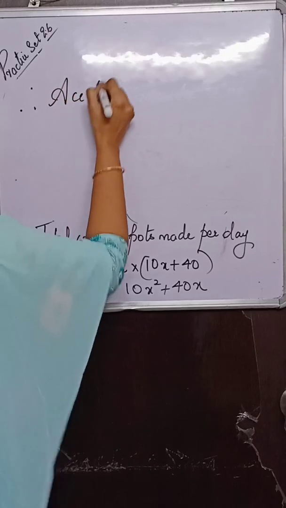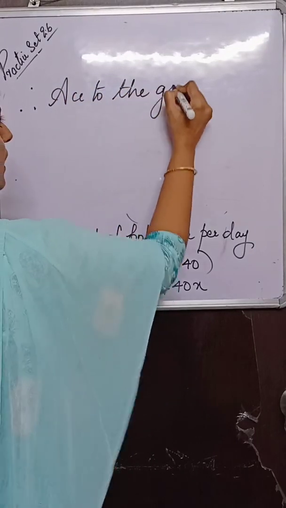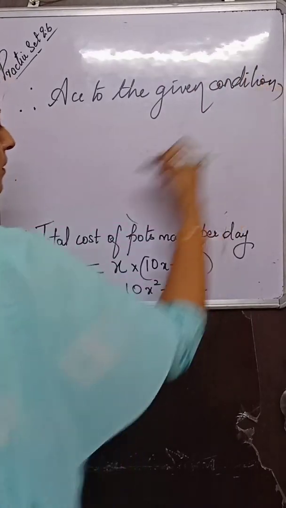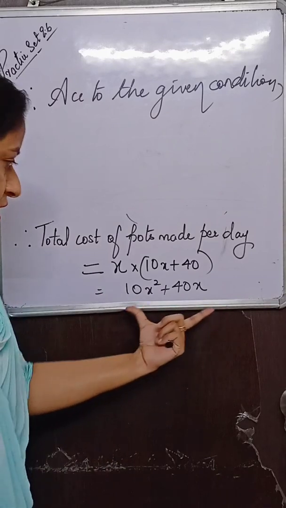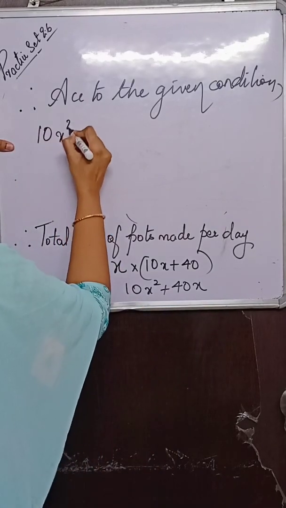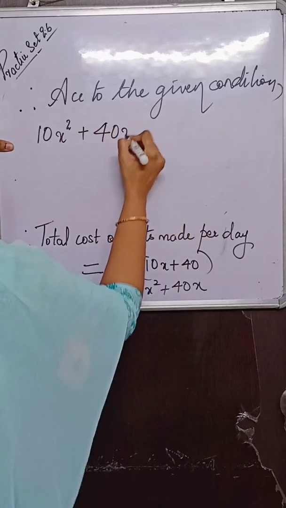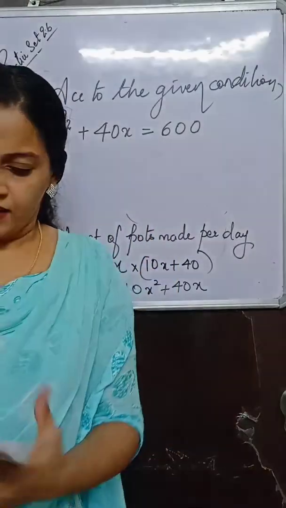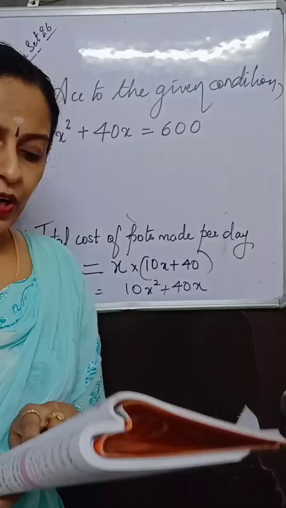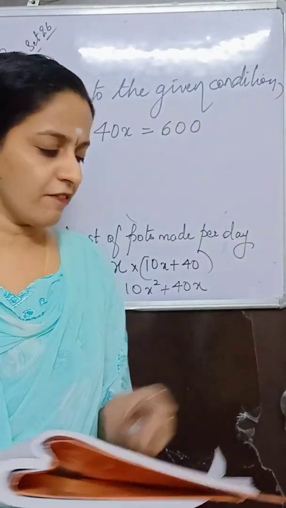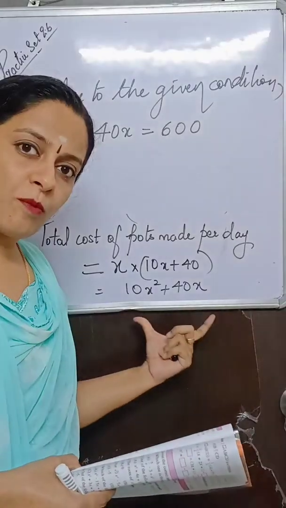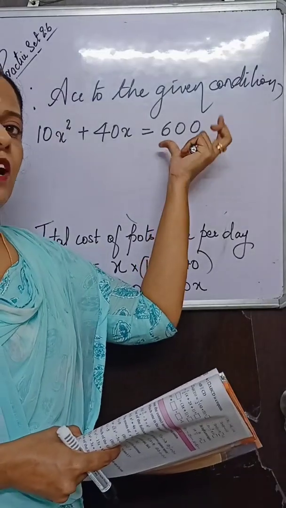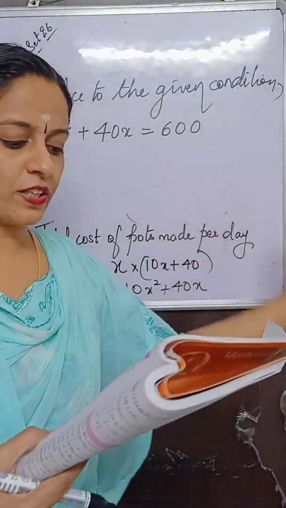Therefore, according to the given condition, total cost is this much, 10x square plus 40x is equal to 600. Amount is given as 600. Understood now, children? If the production cost of all pots per day is rupees 600, we got the production cost this much in the form of an expression, and they are equating it to 600. How much is the total value? 600. So we got the condition.